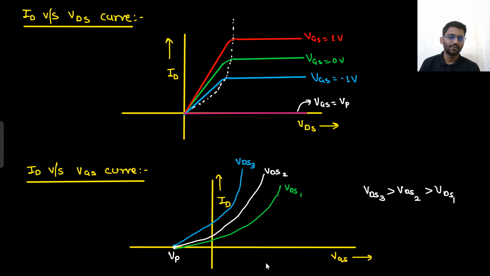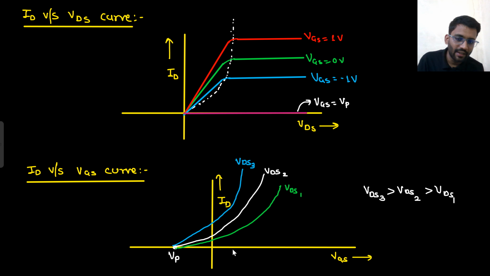Why so? If you increase VDS, what happens? The current increases, at least till this region. So here one thing I should write: the VDS value is not so large that the current is saturating. VDS1, VDS2 and VDS3 are such that the current is not saturating.